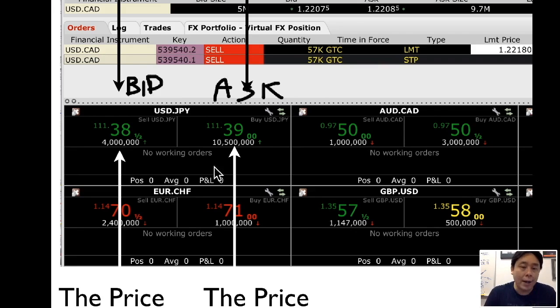So why is this important? Because the moment you buy, if you click buy, you're buying at 111.39. And if you sell immediately, you're selling at a lower price. So how much are you losing the moment you buy and sell? You're losing half a pip. So the half a pip is known as the spread or the slippage, and it's a cost of entering this position. Similarly, when you exit a position, you are also sacrificing half a pip. Make sense? That's kind of like the cost of entering and exiting.